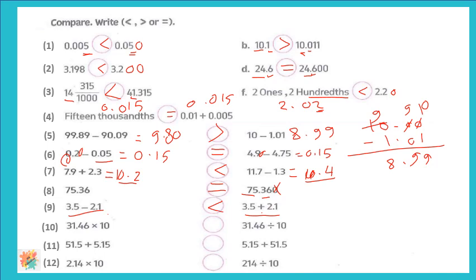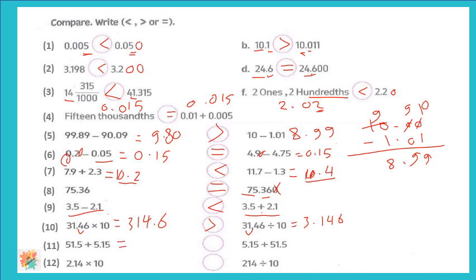Number 10. You have this number and I want to multiply by 10, so move one digit to the right. It will be 314.6, and here divided by 10, so move one digit back, it will be 3.146. So the left one is the greatest.